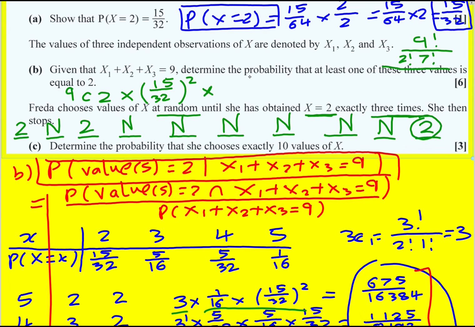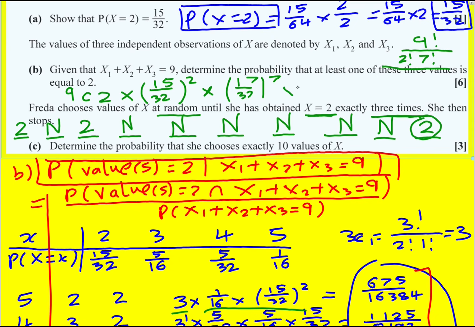So to not get a 2 is just going to be 1 minus 15 over 32. That's 17 over 32. And this is to the power of 7. So this by itself is just me getting 2 2's followed by 7 not 2's. But that's when I need to think about the arrangements because there's all these other ways I can do it. And that's what I'll get.